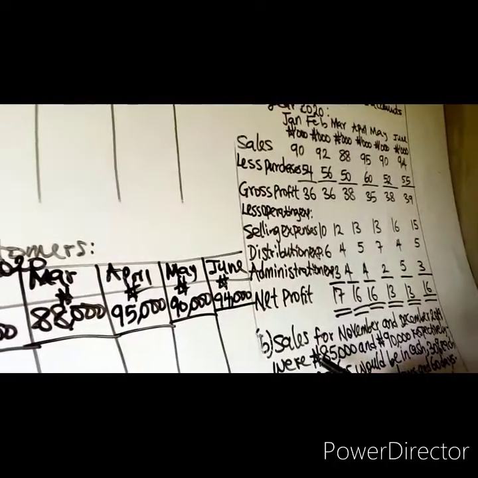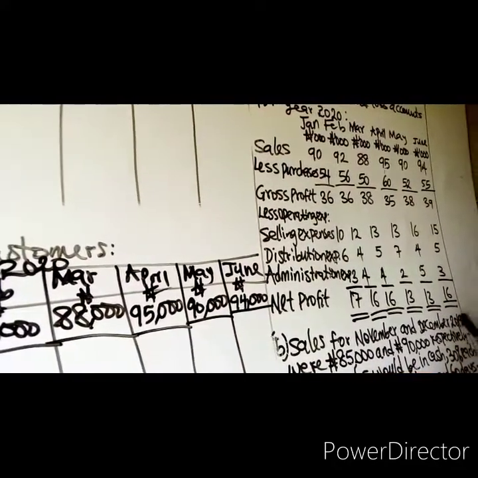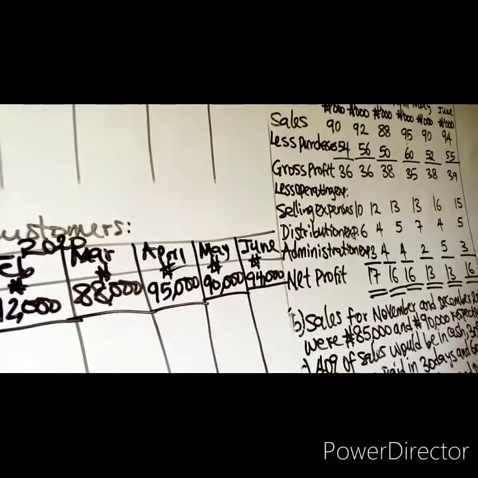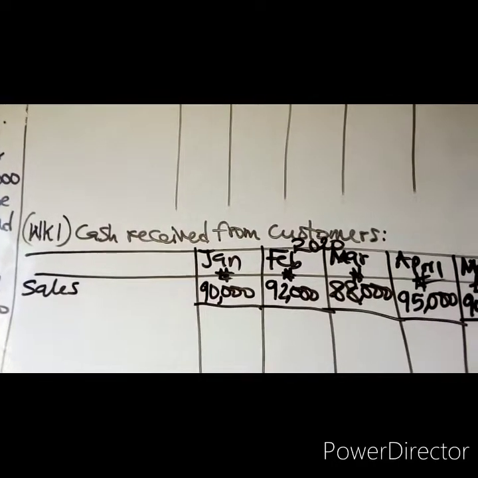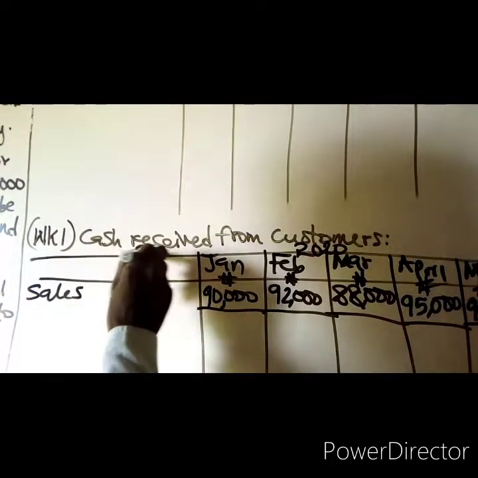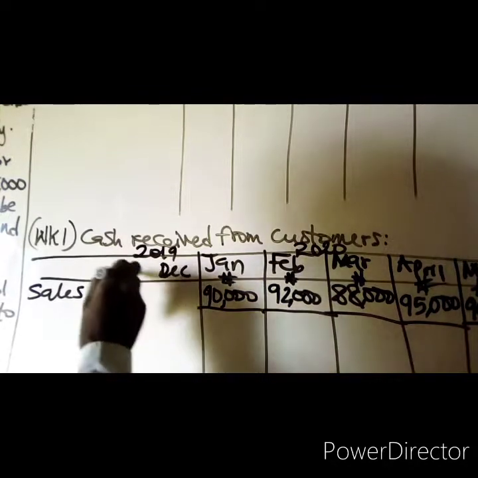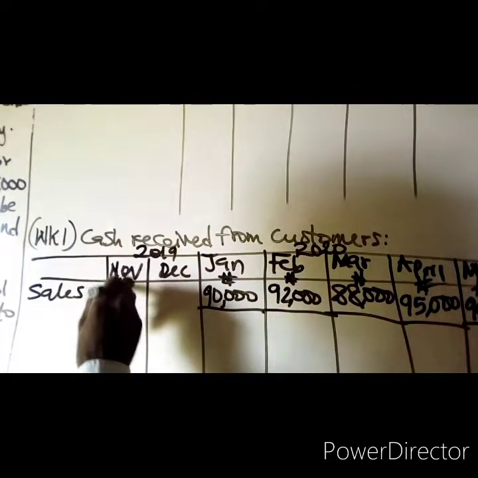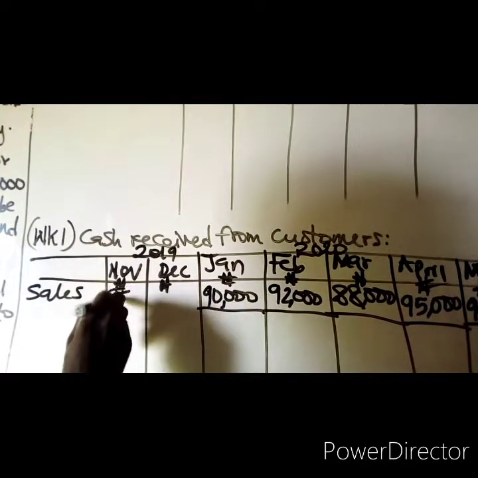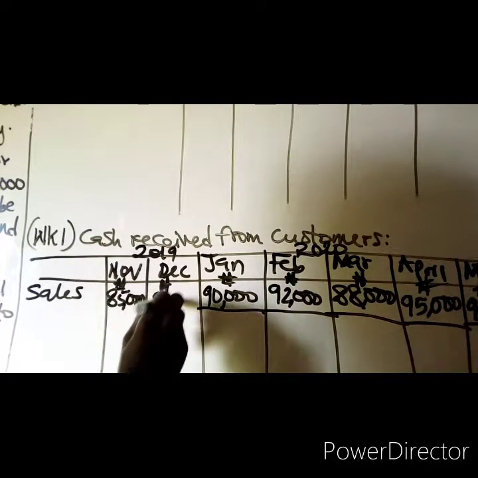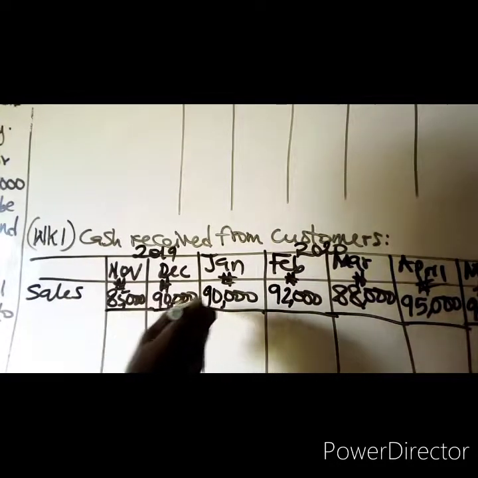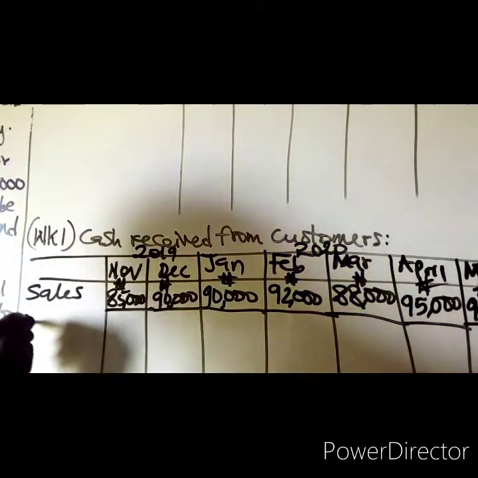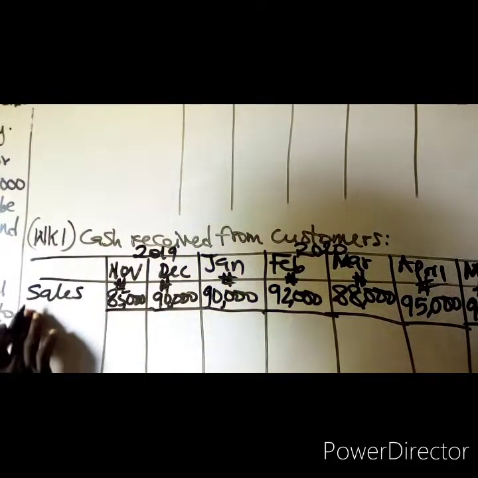Note B. Sales for November and December 2019 were 85,000 and 90,000 respectively. You are given November and December 2019. You are given sales of 85,000 and 90,000 for November and December 2019 respectively. We now have cash from customers. Let's go through the notes.